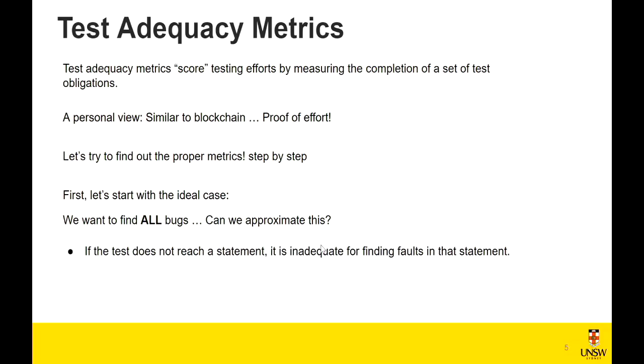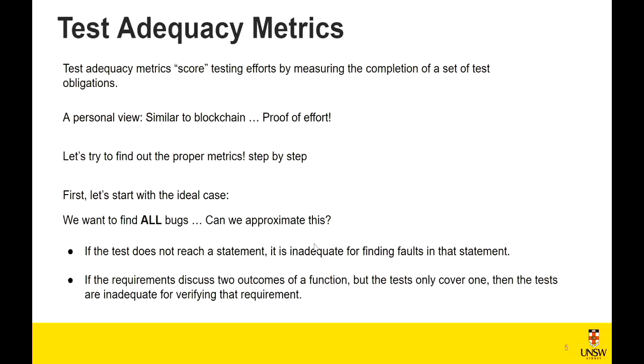So the idea here is if a test case cannot reach or cannot exercise a statement, then we can never find the bug in that statement, right? If the requirement specifies, let's say, 2 outcomes of a function, and we can only get one of the outcomes, then we can never verify the bugs with the other outcome, right?